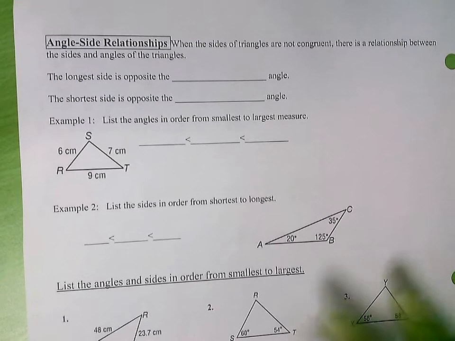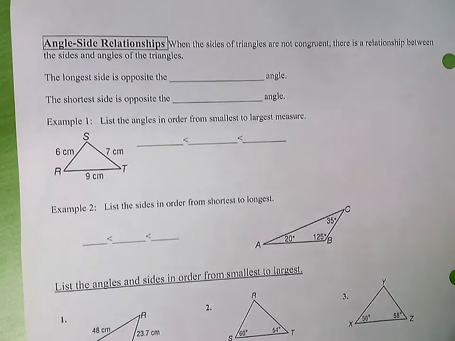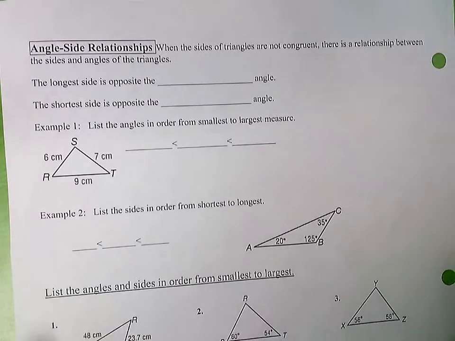Okay, then on the back, this one's way easier. If you thought the last one was easy, this is way easier. So we're going to go over angle-side relationships. So when the sides of triangles are not congruent, we don't have congruent sides, we don't have congruent angles, there's a relationship between the sides and angles of triangles. So the longest side will be opposite the largest angle.